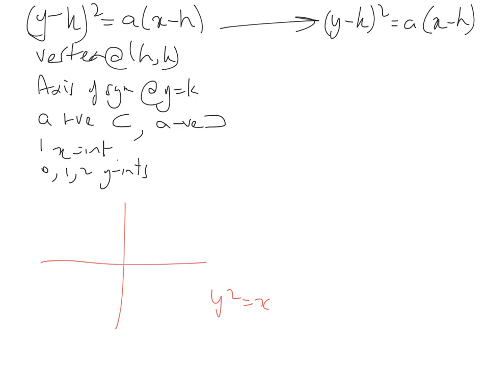There will always be one x-intercept, and for y-intercepts there will be either 0, 1 or 2. To find the x-intercept, we let y equal 0, and to find y-intercepts, we let x equal 0, and then we solve accordingly. So basically it'll look something like this.